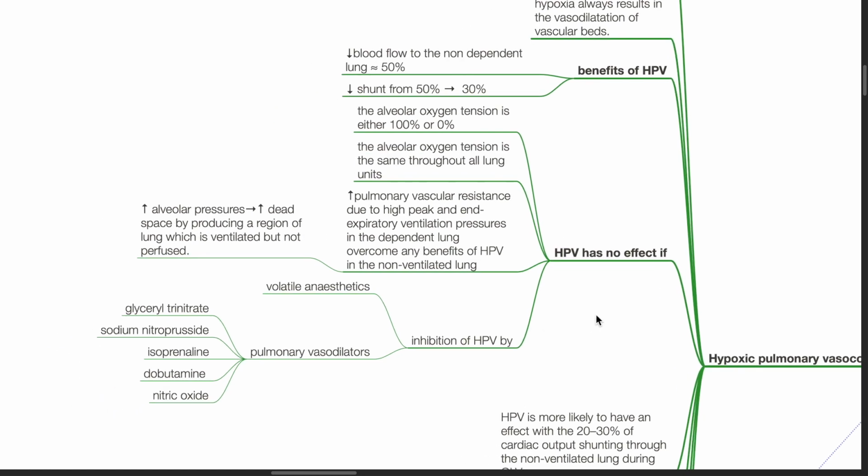HPV has no effect if the alveolar oxygen tension is either 100% or 0%, or the same throughout all lung units. Increased pulmonary vascular resistance due to high peak and end expiratory ventilation pressures in the dependent lung overcome any benefits of HPV in the non-ventilated lung. Increased alveolar pressures result in increased dead space by producing a region of lung which is ventilated but not perfused.